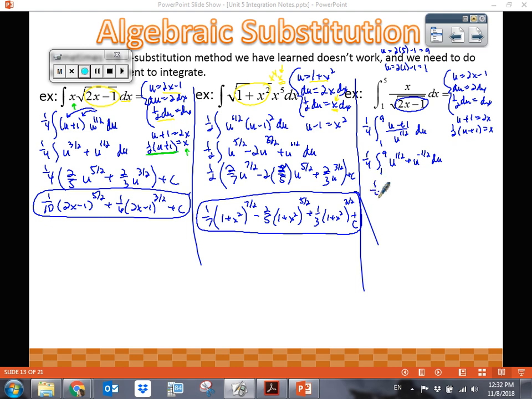So we have 1/4 times the antiderivative of u to the 1/2. Add 1 to 1/2 is 3/2, so 2/3 u to the 3/2 plus, we add 1 to negative 1/2, and we get 1/2. So plus 2 u to the 1/2. And now this we would evaluate from 1 to 9.